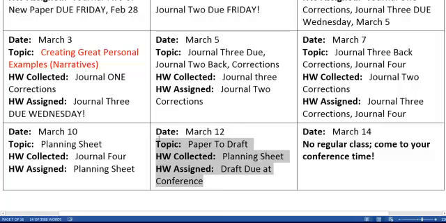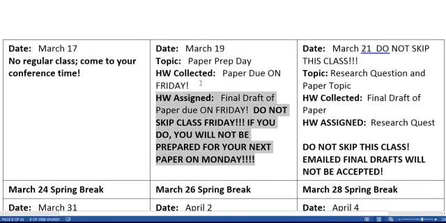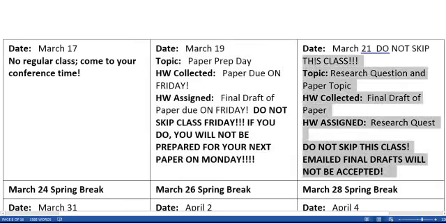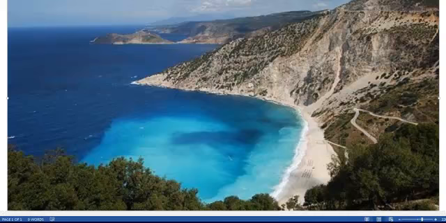We plan the paper out with the planning sheet. We start writing, and then we hit 2 days of conferences, a flex day where I can go over any issues I've seen in their writing, and then this particular semester, well actually I always try to do this, the second unit finishes right before they go for spring break.